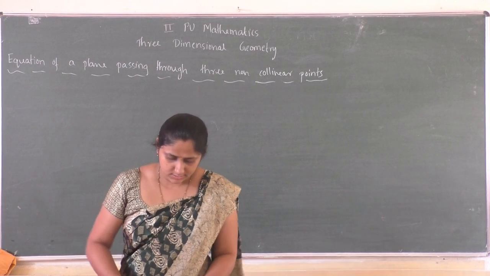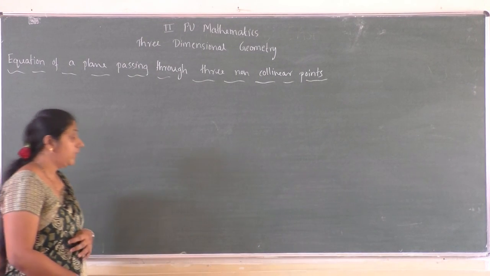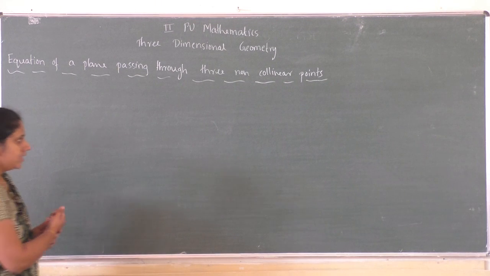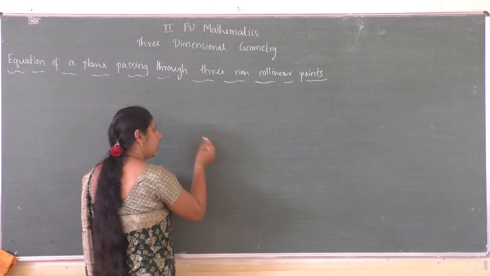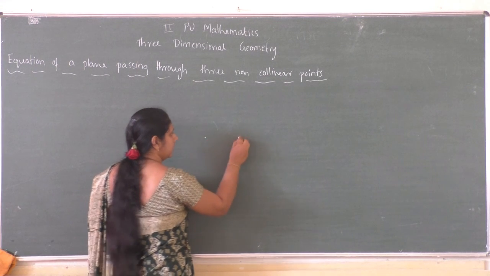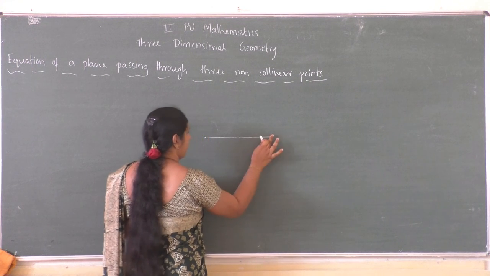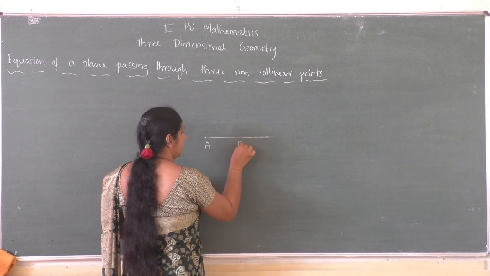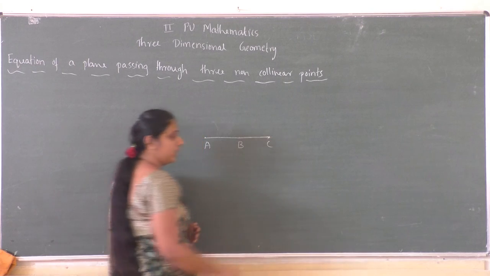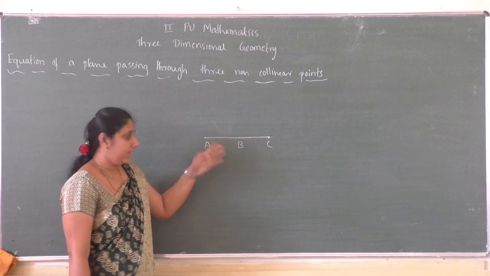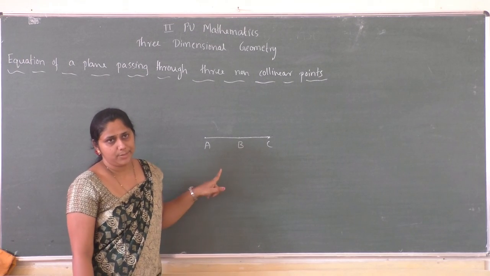Welcome to online classes. In today's class, we will derive an equation of a plane passing through three non-collinear points. See, if we have three collinear points, suppose the points A, B, C are collinear, then there exist infinitely many planes passing through these 3 points.